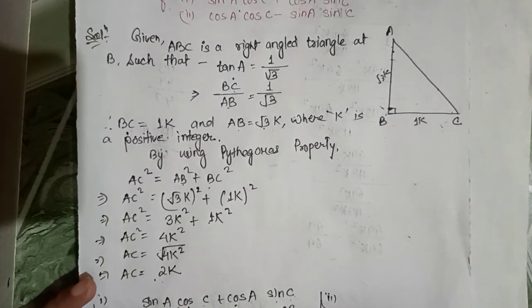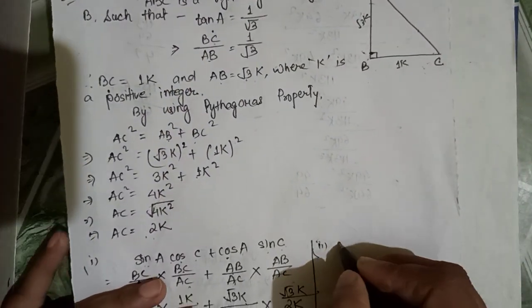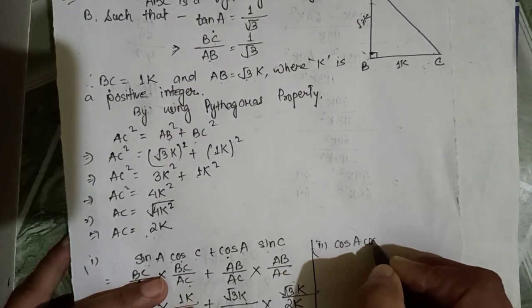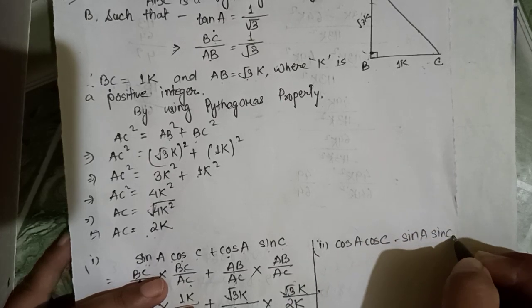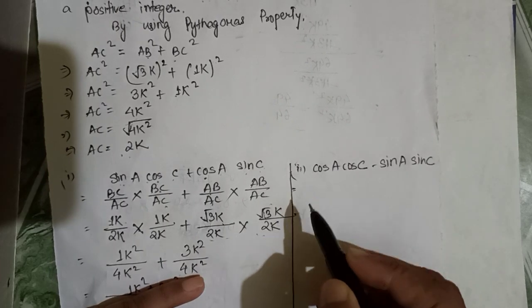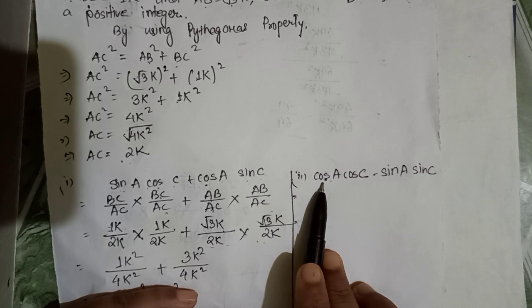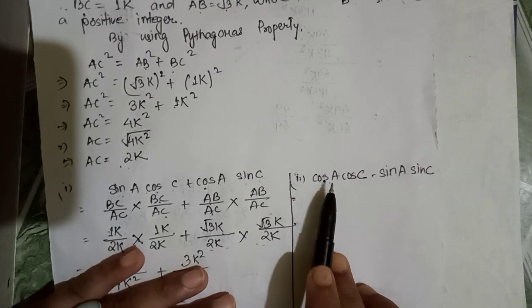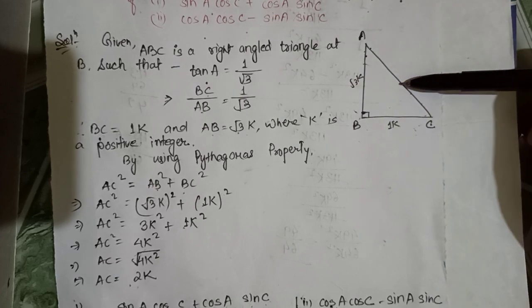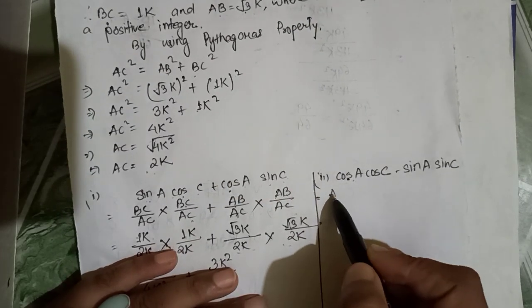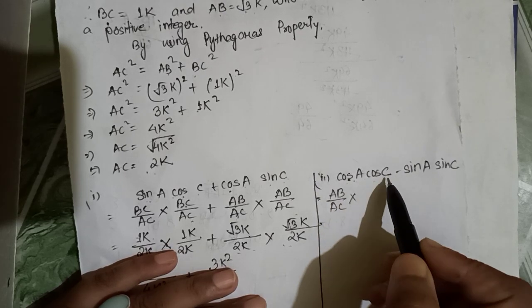So for Roman number 2, we have here cos A cos C minus sin A sin C. So let us take now cos A. Again, formula for cos A will be adjacent by hypotenuse. From A we have to C. So from A if I see, adjacent will be AB, hypotenuse will be AC, AB by AC. Here we have to give multiply sign, cos C.